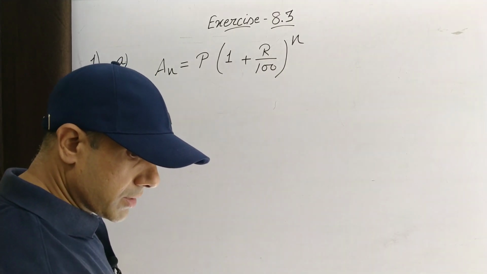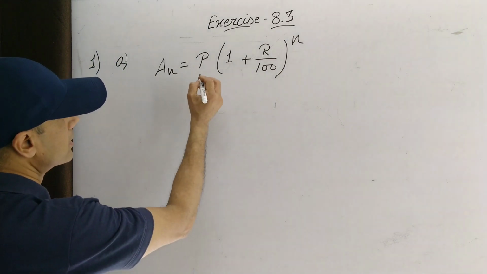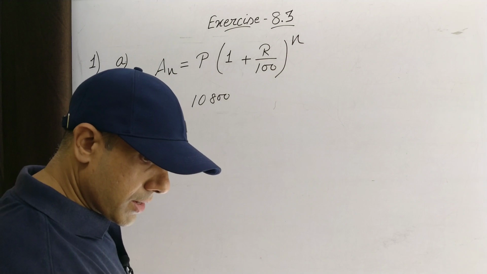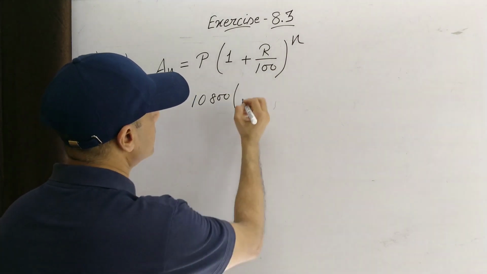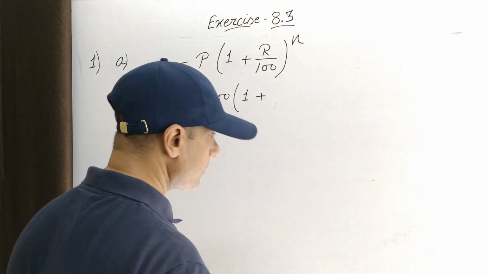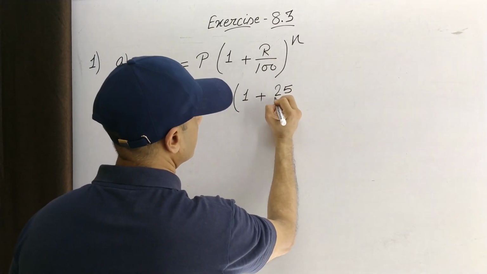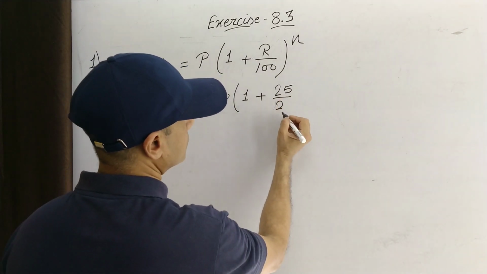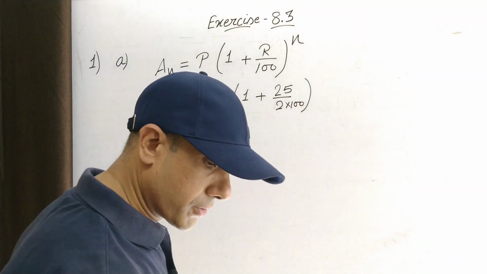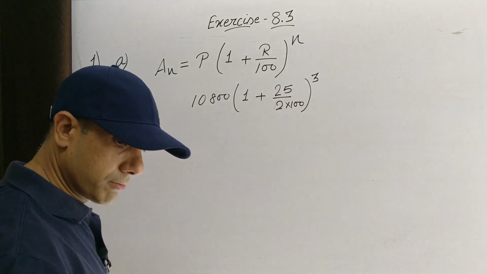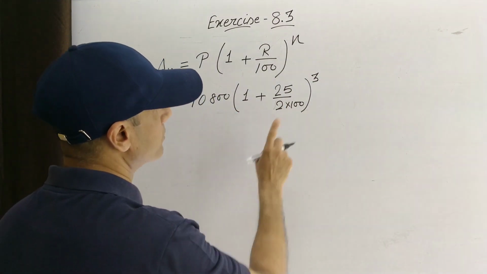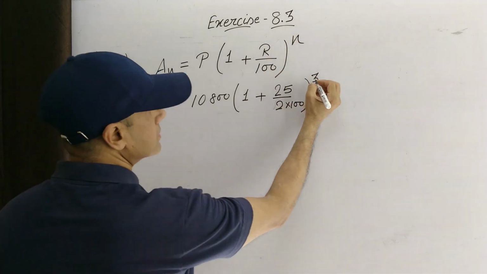So for the amount for 3 years, the principal amount in this case is 10,800 rupees, and the rate of interest is 12.5. So we write it as 25 by 2, since 12.5 is 25 by 2, into 100, to the power of 3 years. Now this rate of interest is annual, and also the amount is compounded annually. So we don't have any problem. We get n is equal to 3.